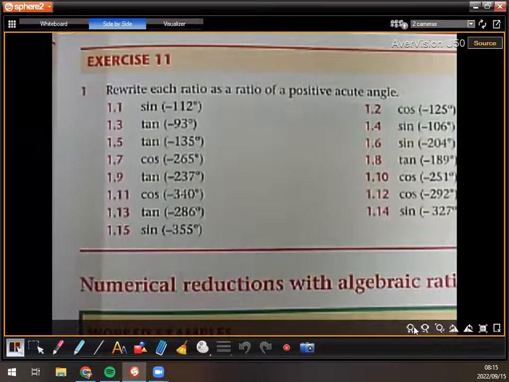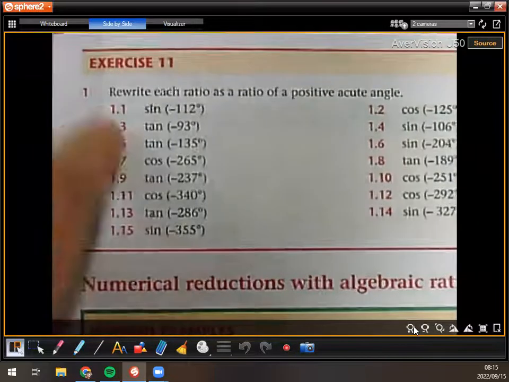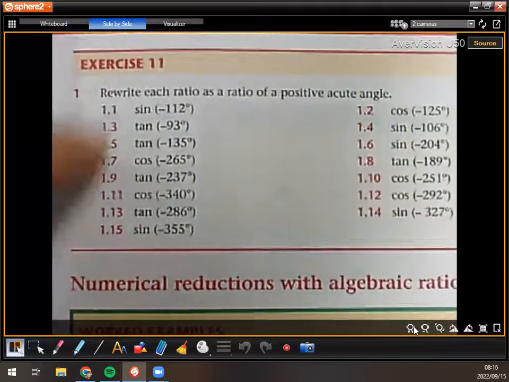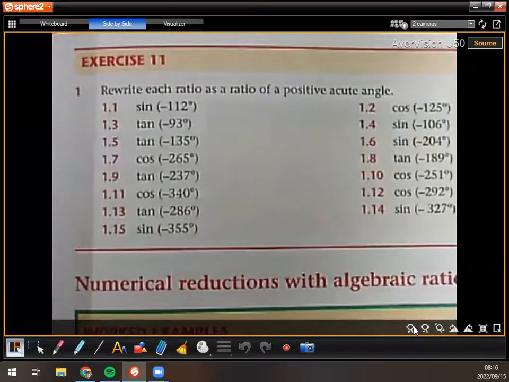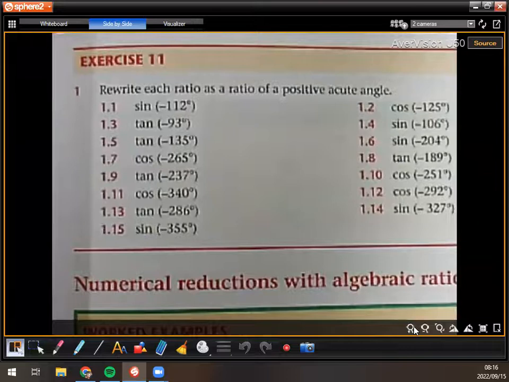Okay, all done writing that down? All right, guys, there we go. So it's those first five, right? Just on the side, 1, 3, 5, 7, and 9. Okay, I'm going to give you until about 25 past.